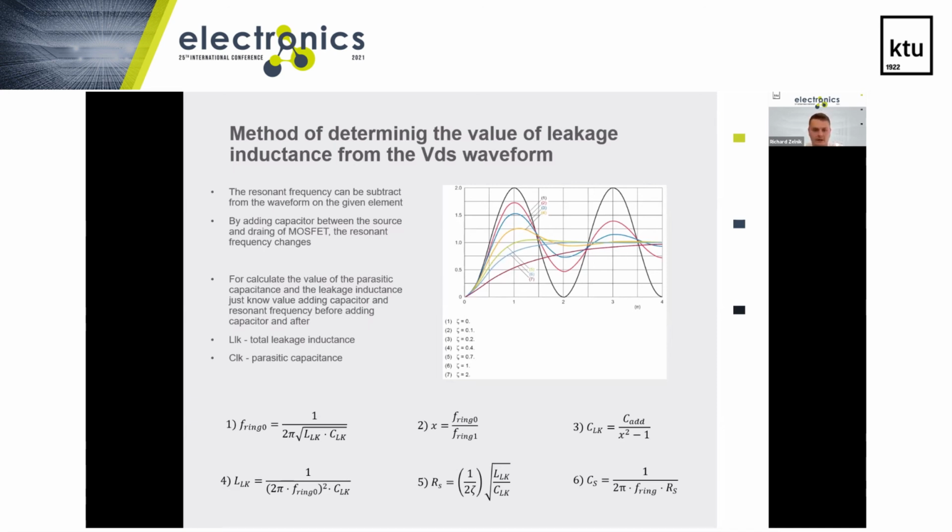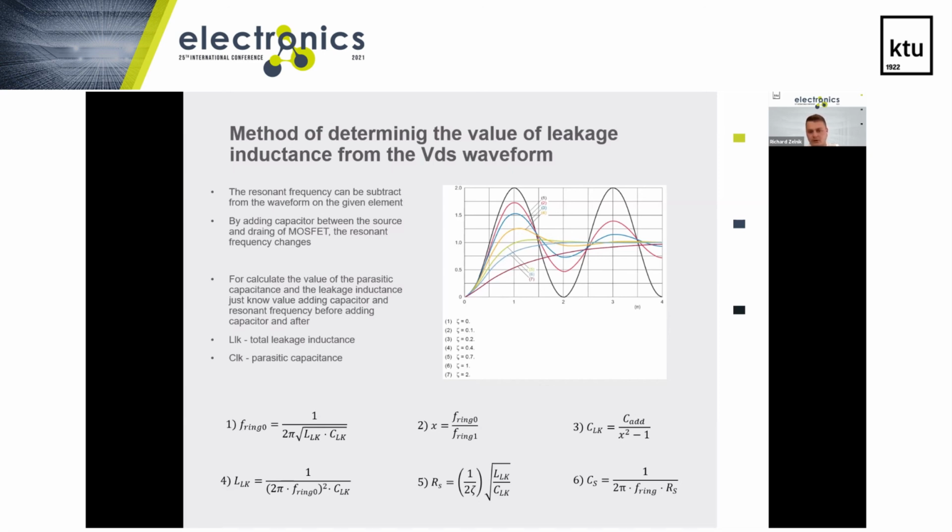If we add an extra capacitor across the transistor, the initial oscillation frequency changes from f_ring0 to f_ring1, where f_ring0 is greater than f_ring1, and the resonant frequency will change. So if we measure f_ring0, then add the additional capacitor and measure f_ring1, we can determine CLK and LLK.